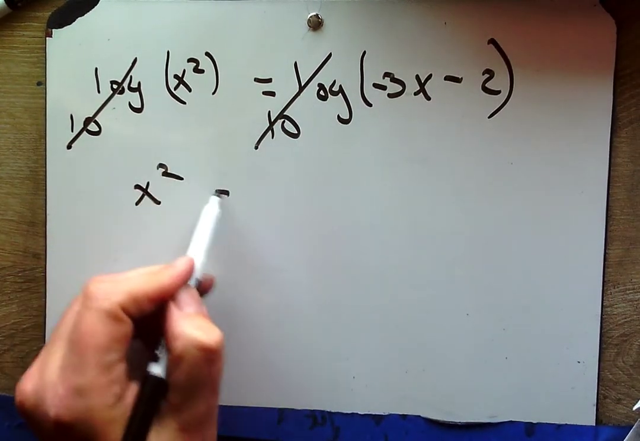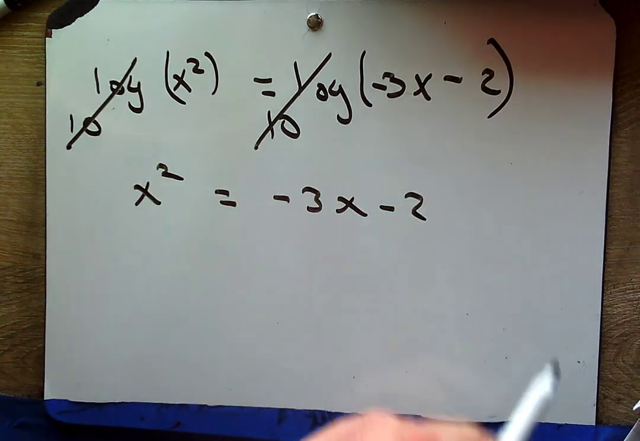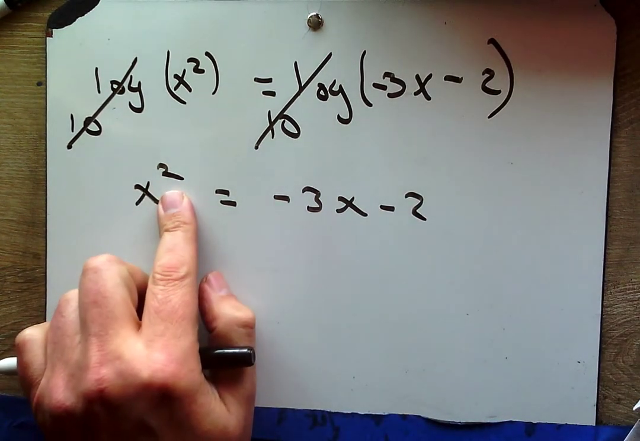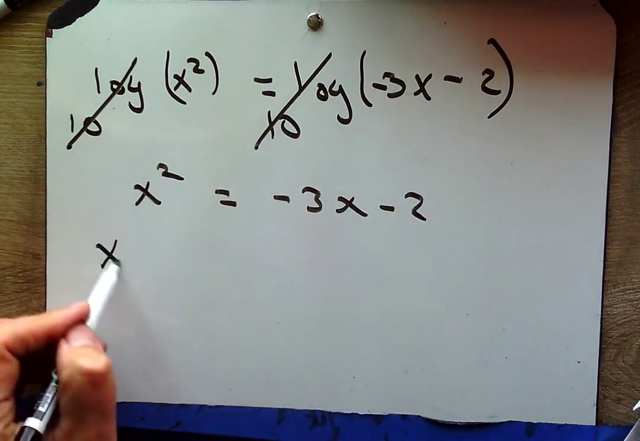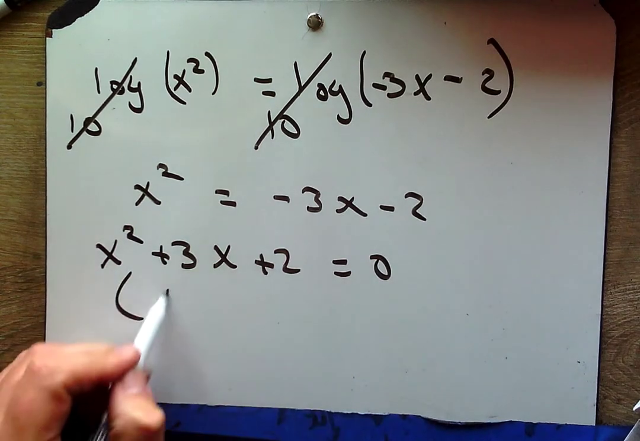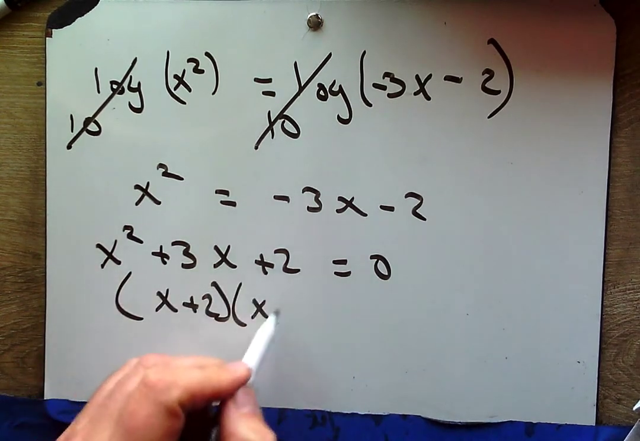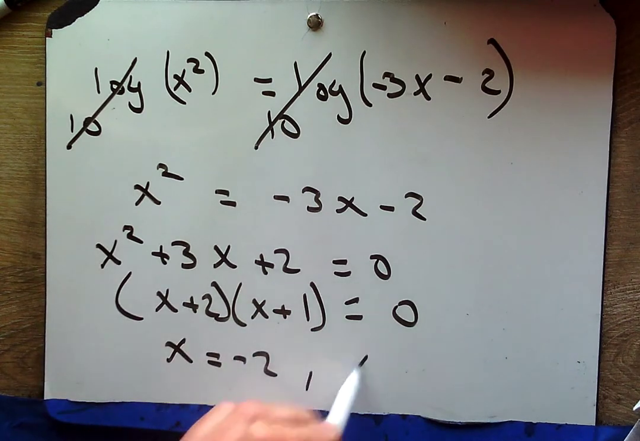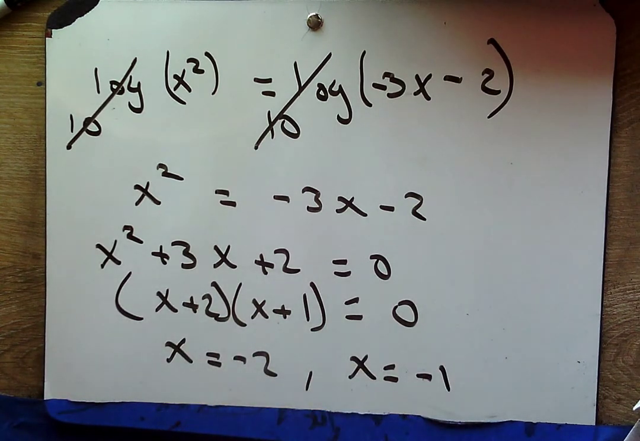And so we get x squared equals minus 3x minus 2. In our algebra basics unit, we said if we ever see degree higher than 1, we want to move everything to one side. And then we can factor and set each factor equal to 0. So I get x equals negative 2, and I get x equals negative 1.